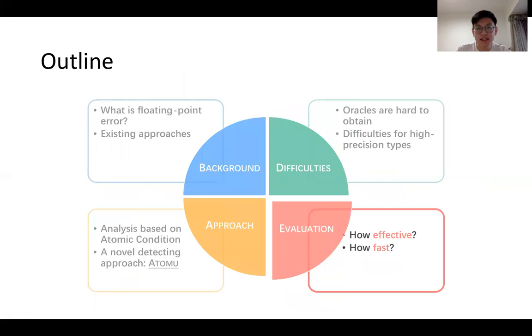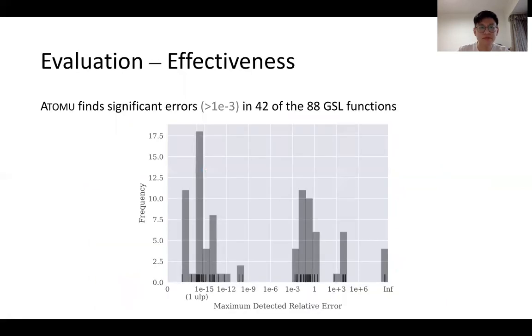In the last section, we discuss how effective and how fast our approach is. We conducted our experiments on the GSL, and we find that 42 of 88 functions have significant errors. Here is the histogram. Some of them on the left-hand side do not have a severe floating point error issue, and on the right-hand side, there are 42 of them that have a severe floating point error issue.